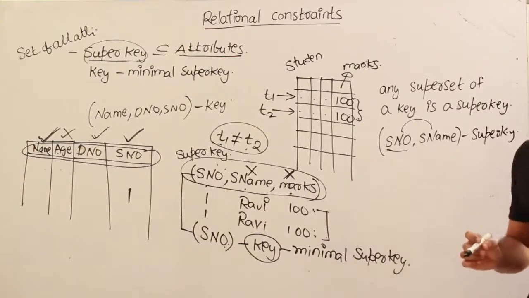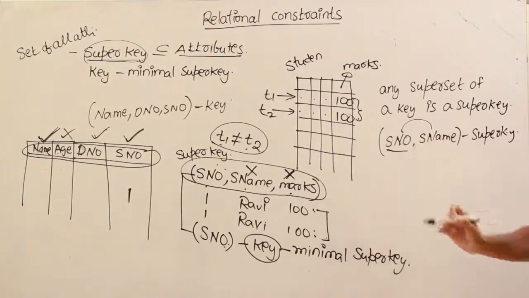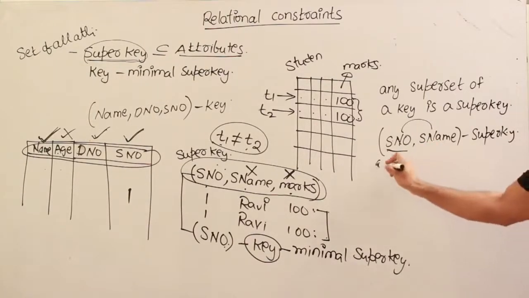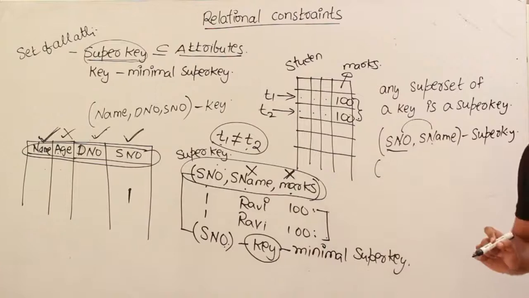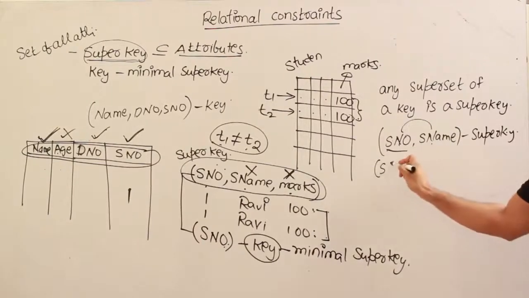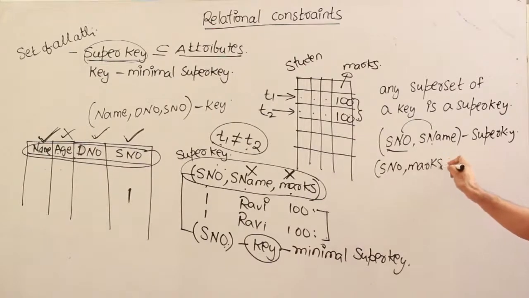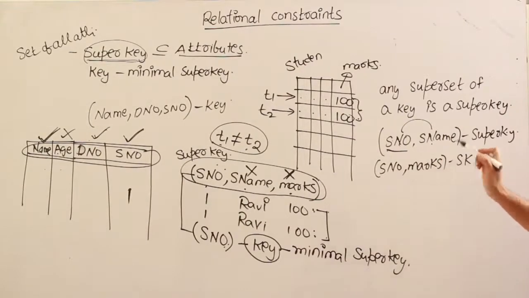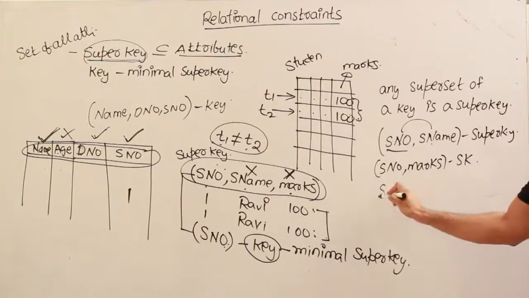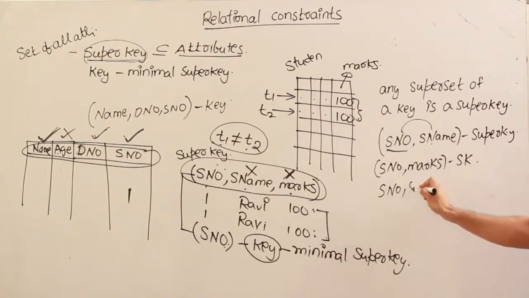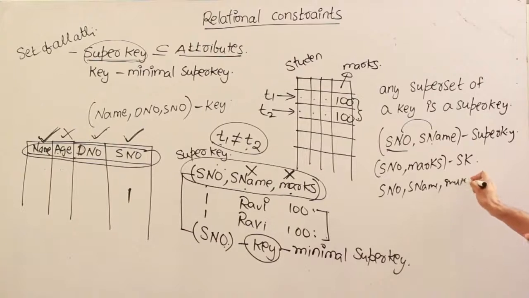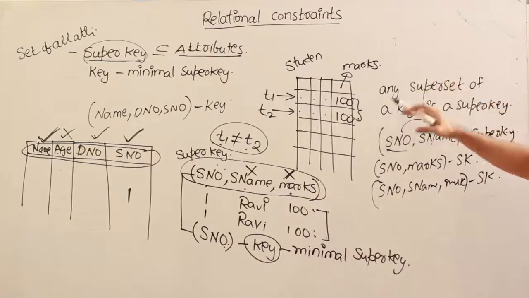A super key might contain some redundancy, and keys might not contain any redundancy. If student number itself is the key, then you might add student number comma marks. It doesn't make sense, but still it can be used as a super key, isn't it? Or you can say student number, student name as well as marks, everything put together is a super key. Got it? So that is the relationship between a key and a super key.